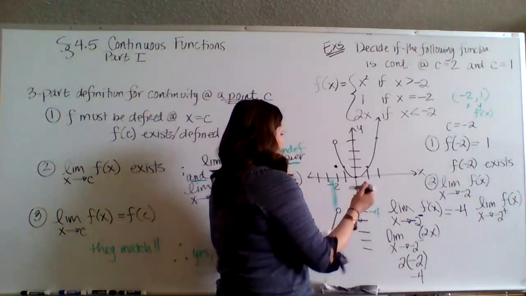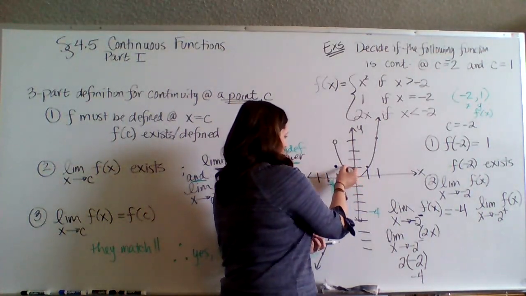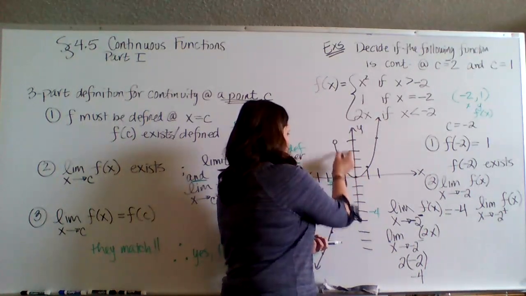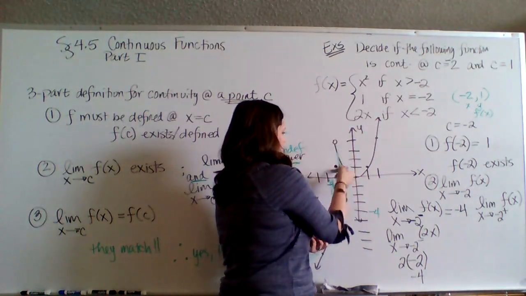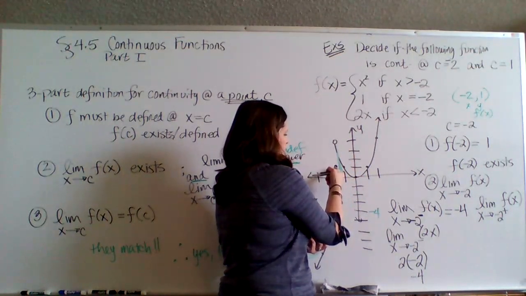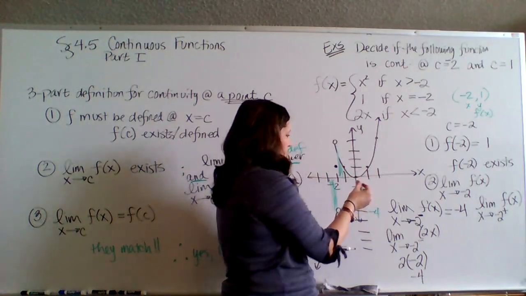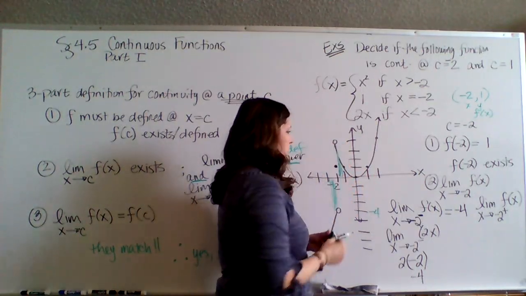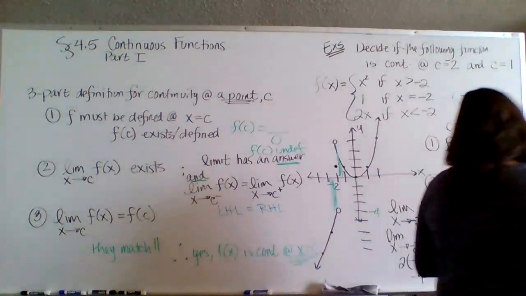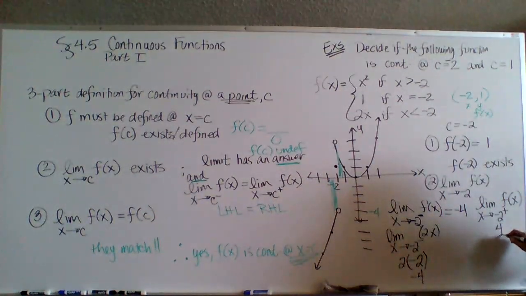Well, now my path would be the parabola path, right? I'd be going closer and closer to the target of positive 4. This is just a single dot hanging down here where the function's defined. That's not the path you're on. So the target limit answer, as you're approaching negative 2 from the right, would end up being positive 4.